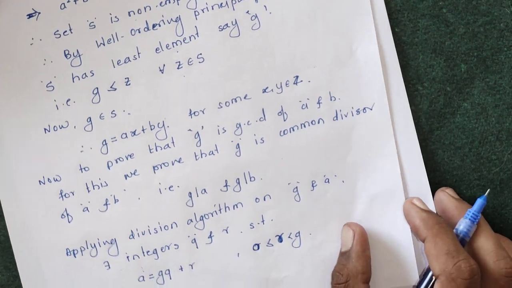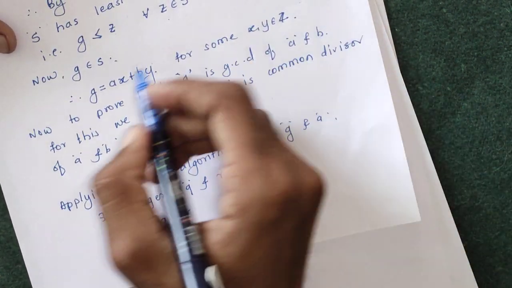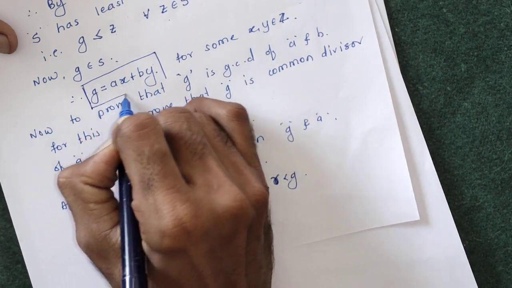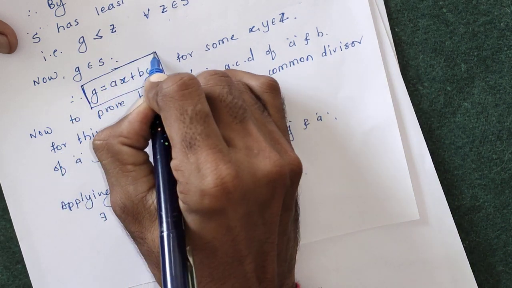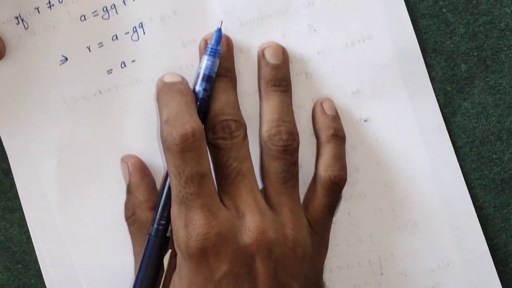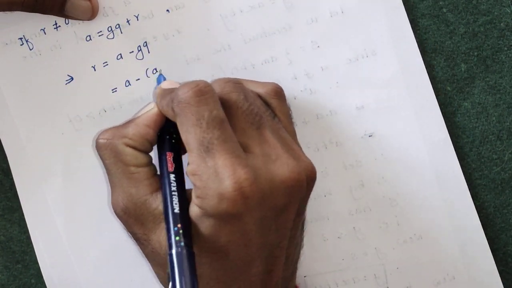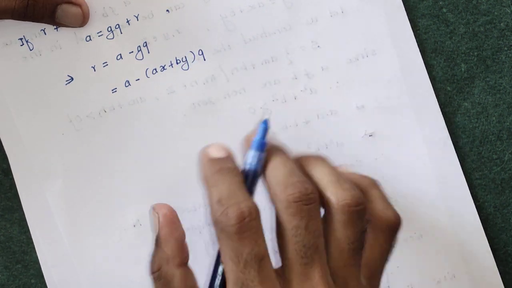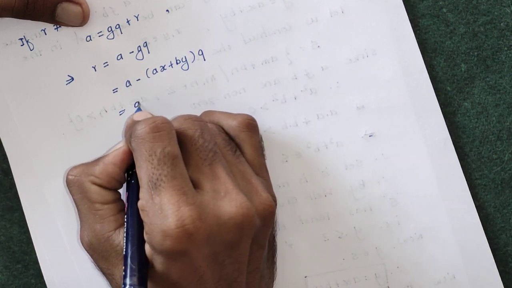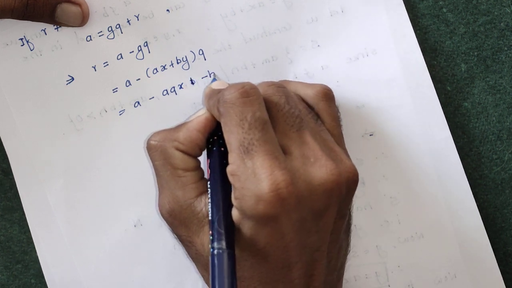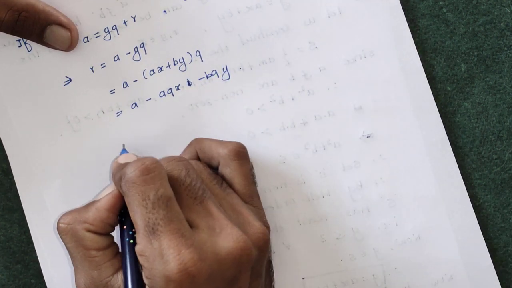By this equation, say equation number star, we have G is equal to ax plus by. So putting this value of G in this equation, we get a minus G is equal to ax plus by, into Q. Now multiplying by Q, we get a minus aQx minus bQy.